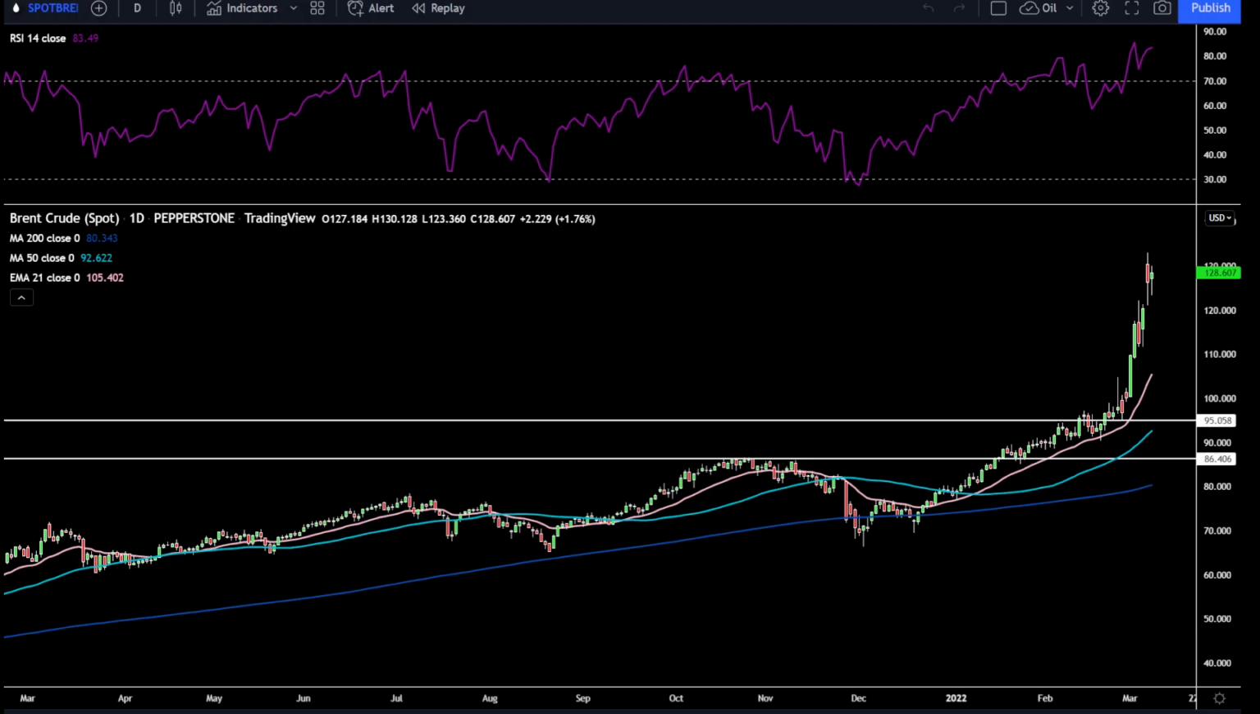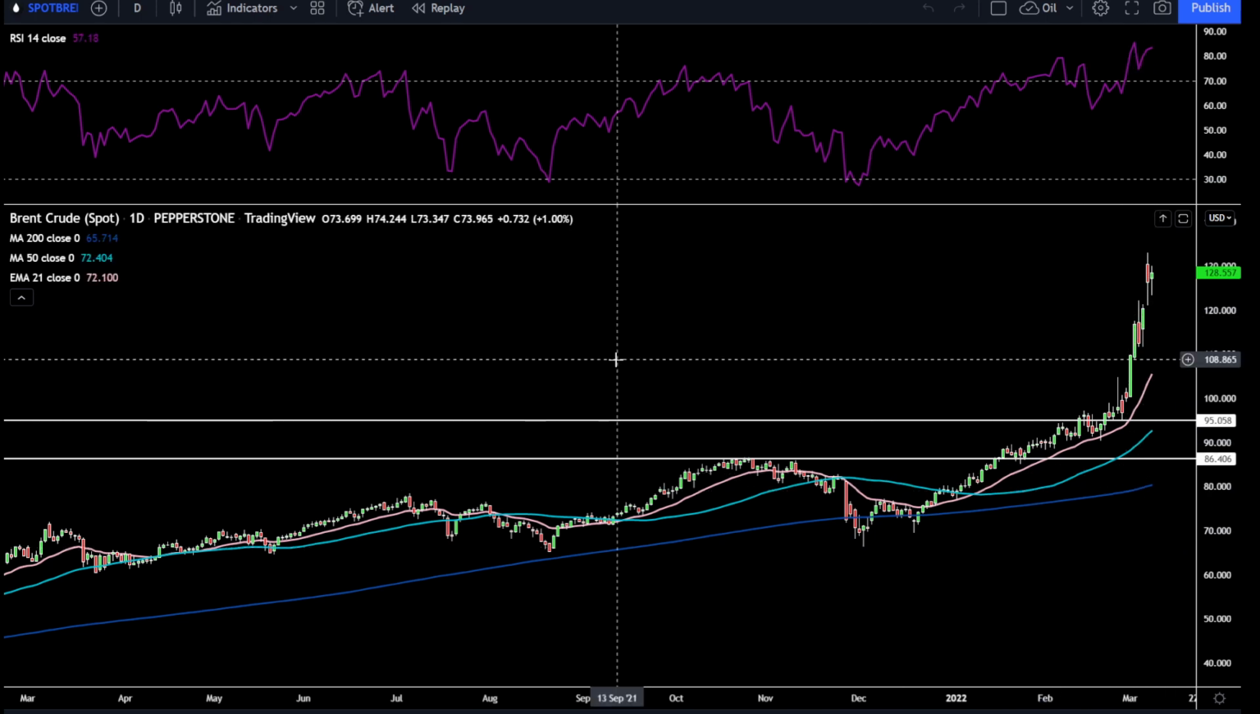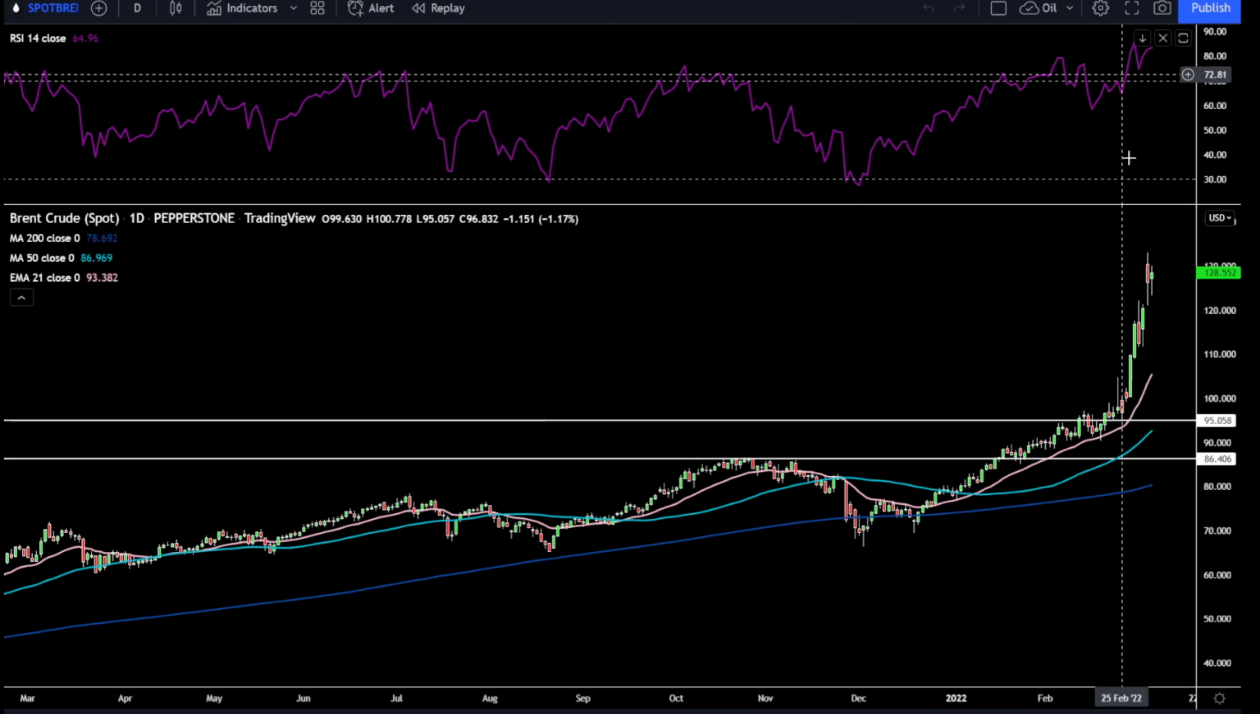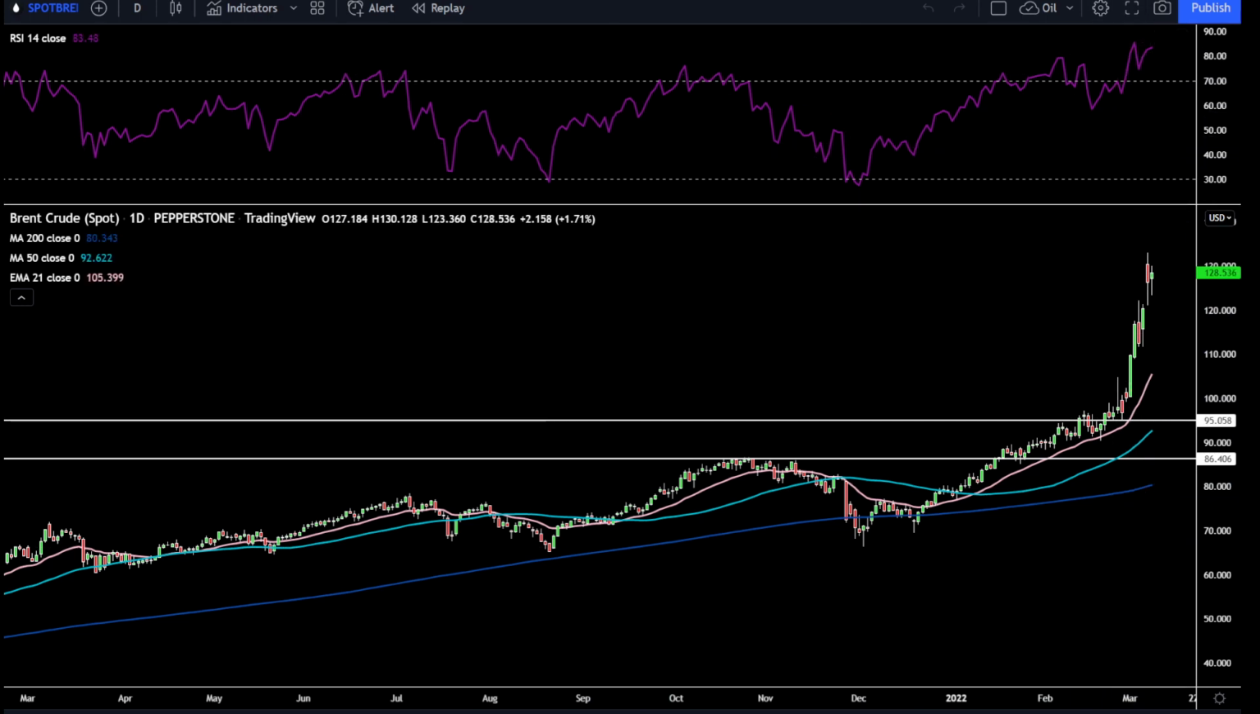Let's finish off in commodity land with oil. Brent crude's just shy of 130. Again, big dislocation from the moving averages, similar to gold. We're going to see this across the commodity space. It's gone up almost in a straight line. RSI is deeply overbought, but we can become more overbought. You can't just rely on that as a signal to start selling.